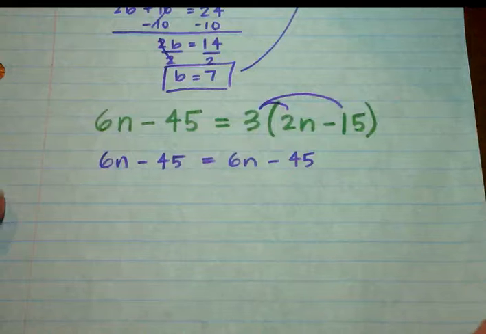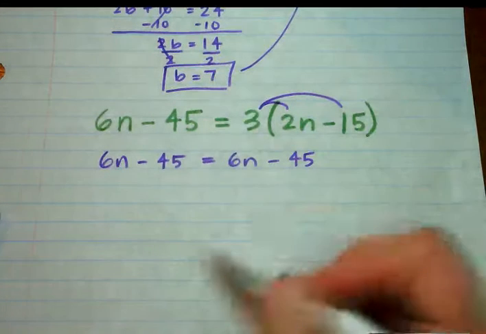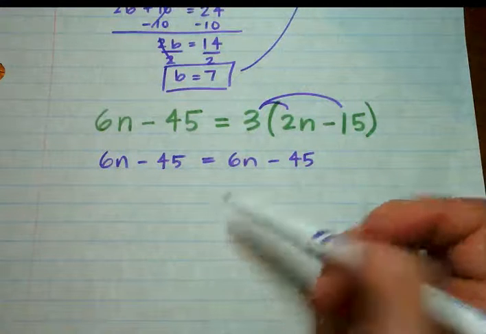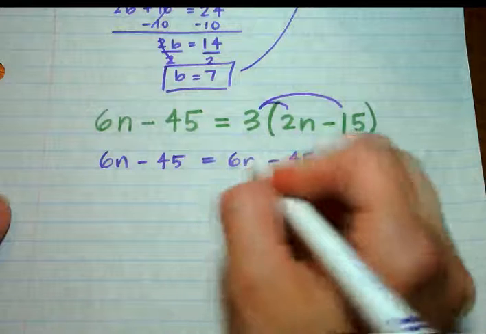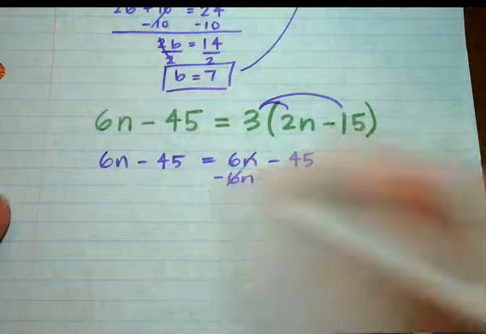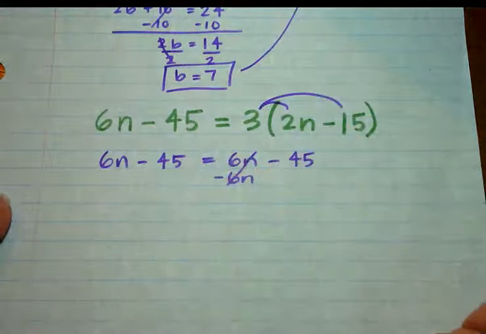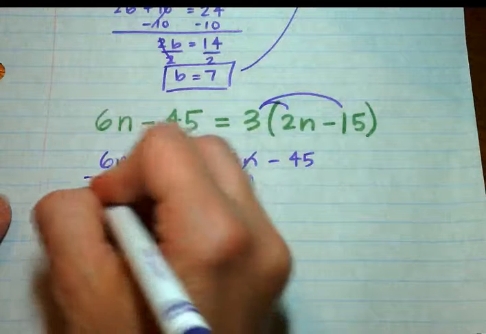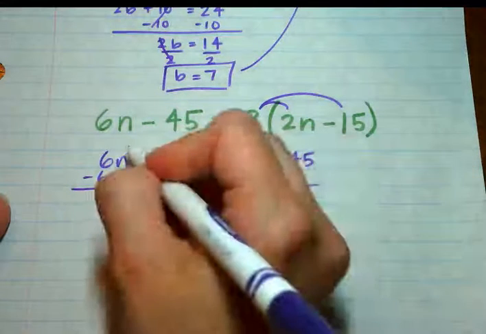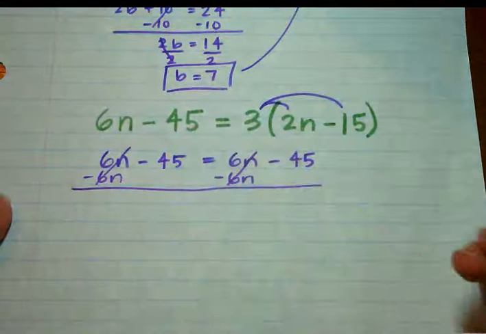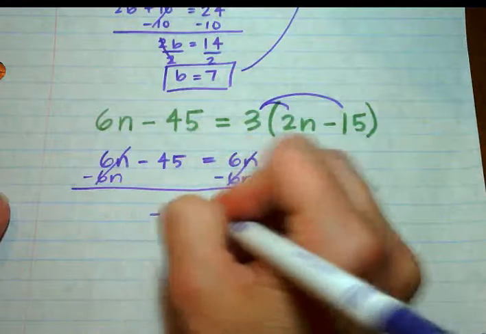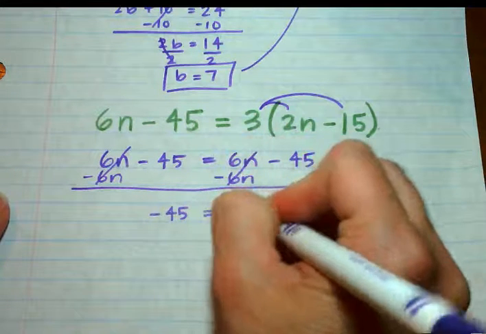And you might recognize this already, but we're going to go ahead and cancel our variables so that we can get them together on the same side. So to get rid of this 6n, I need to subtract 6n so that those will cancel. But whatever you do to one side, you have to do to the other. So I need to subtract 6n over here. And what's going to end up happening is the 6n is going to cancel on the left side also. So you end up with negative 45 equals negative 45.